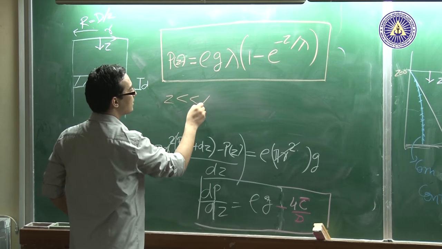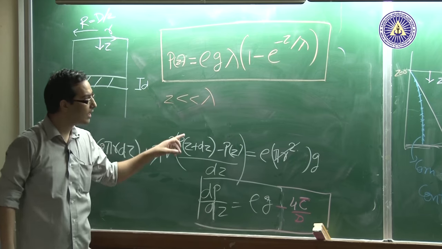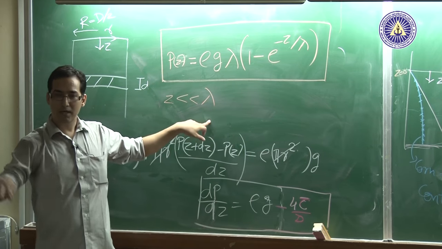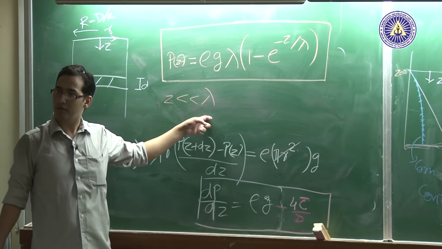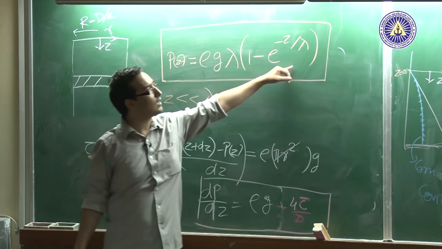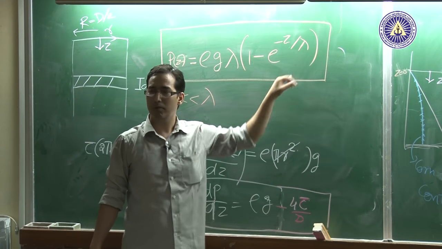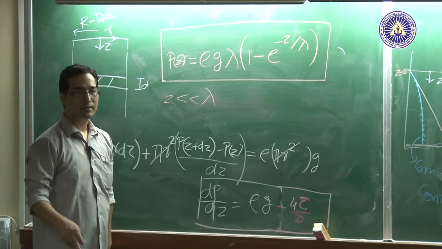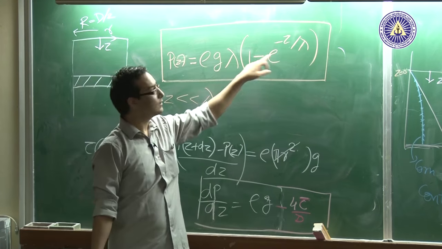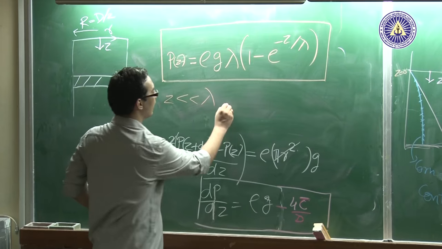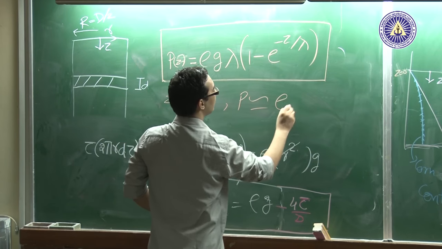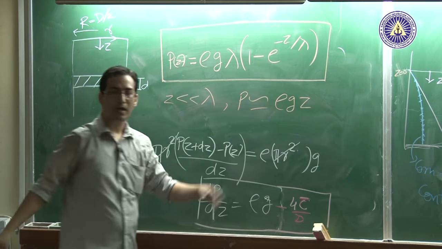So for z much, much less than lambda, remember lambda has a dimension of diameter divided by some factors. So lambda has a length unit. If z is much, much less than lambda, e to the power minus z over lambda can be written as 1 minus z over lambda. The 1 cancels off, lambda cancels the lambda, and you essentially have pressure going as rho g z, back to what you get in hydrostatics.